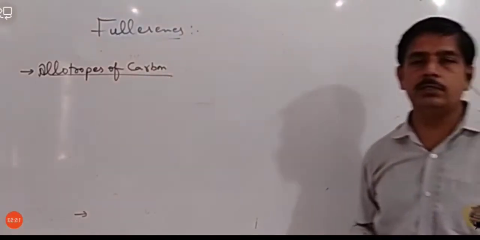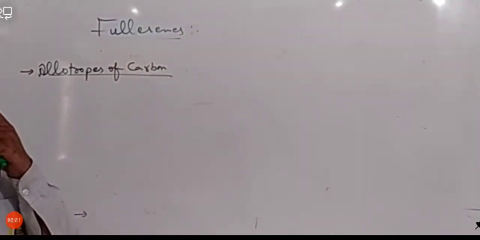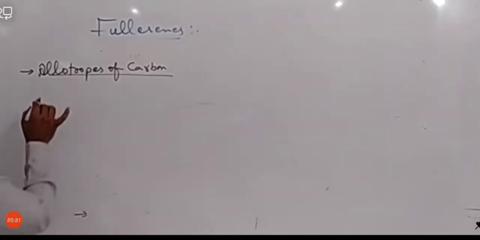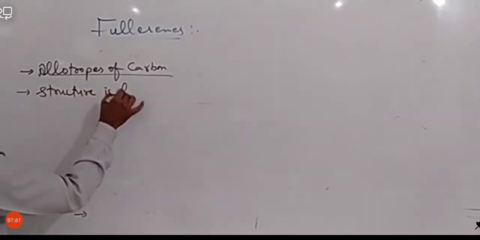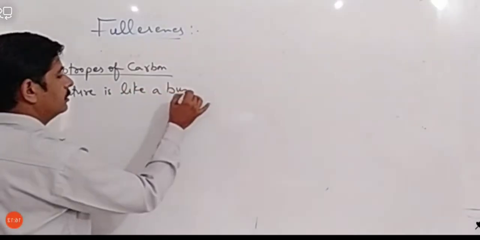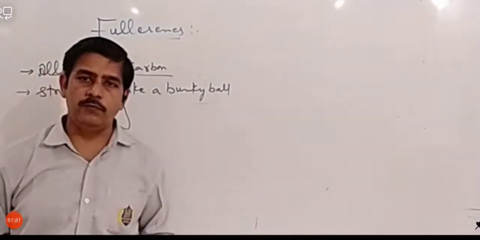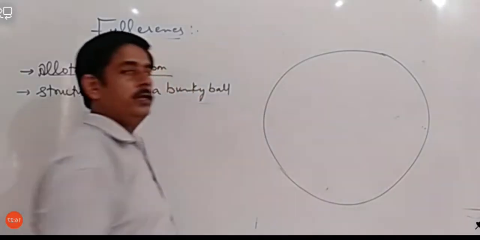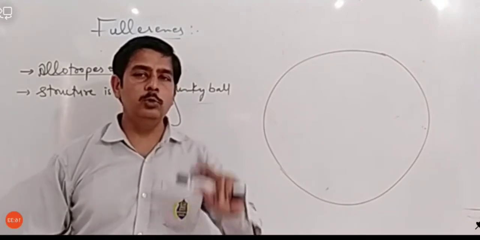इसका स्ट्रक्चर उनसे बिल्कुल डिफरेंट है. If we talk about the structure of fullerene, actually it is just like a bucky ball. Just like a football, you can say it is a football-like structure. And in this structure you can see, let me draw the structure of fullerene. In fullerene you can see it is a football-like structure, but in this football you will have two types of formation.